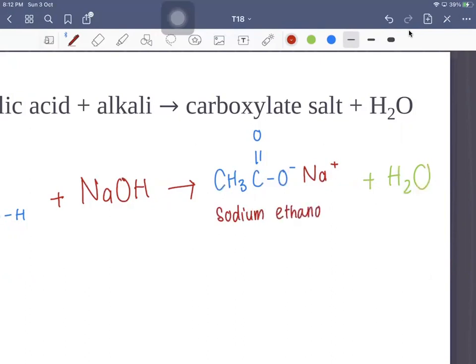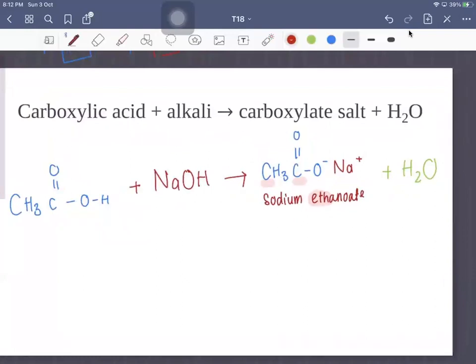We call this sodium ethanoate, and the eth comes from the 2 carbons here. It originates from ethanoic acid and sodium hydroxide. Just make sure that everything is balanced. In this case, they're all balanced because the charges cancel out nicely.